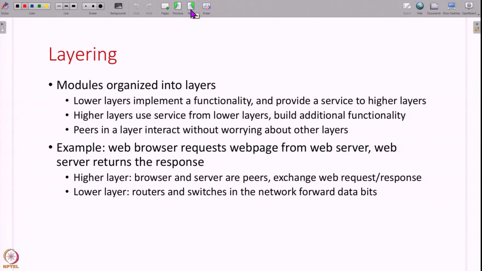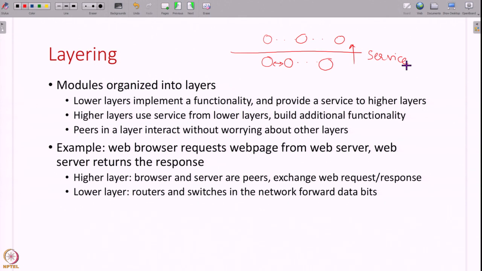So, what is layering? It is also related to modularity. When you split your system into multiple modules, you will organize them into layers, right. The modules in the lower layer will implement some functionality and they will provide a service to the modules in the higher layer, and the modules in the higher layer will use this service without worrying about how this service is implemented. And they will add more functionality which they will provide to the modules in the further higher layers and so on, right. So, peers within a layer interact with each other, but across layers you just interact via the service. Again, this is a different way of enforcing modularity, right.